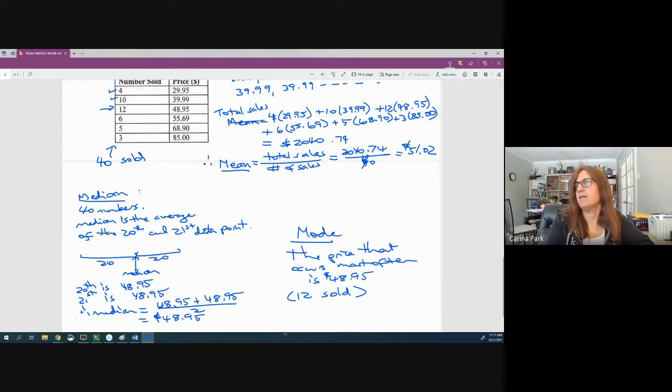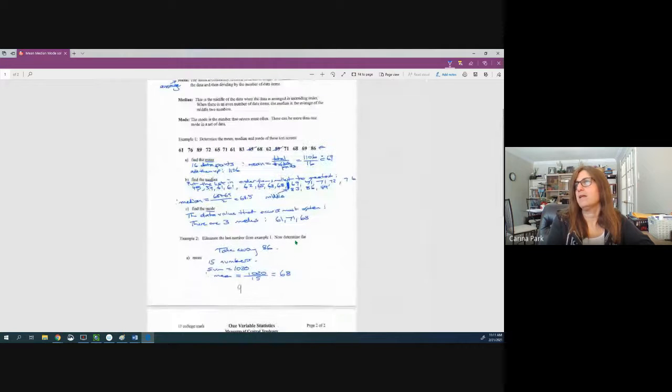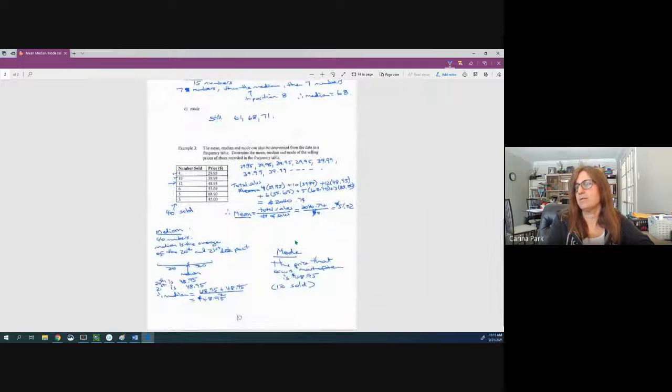Okay, so there we have mean, median, and mode from a list of values and also from a table, a frequency table, and you're responsible for both, okay? And then you have practice in the booklet on mean, median, and mode.